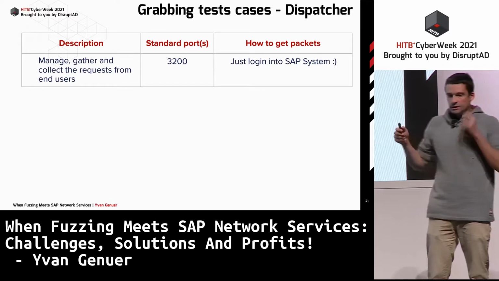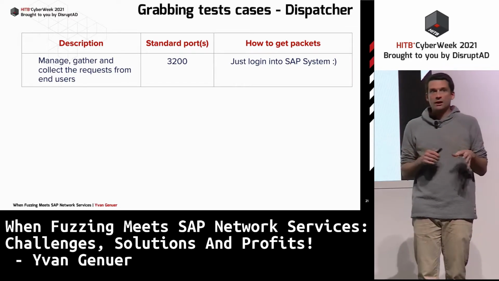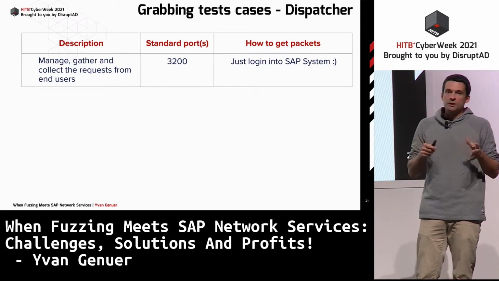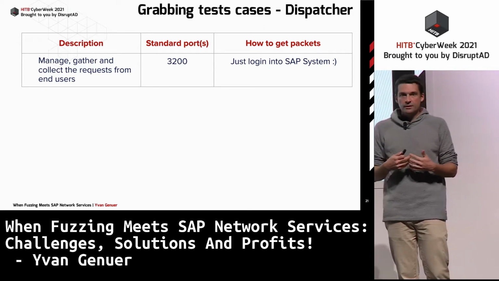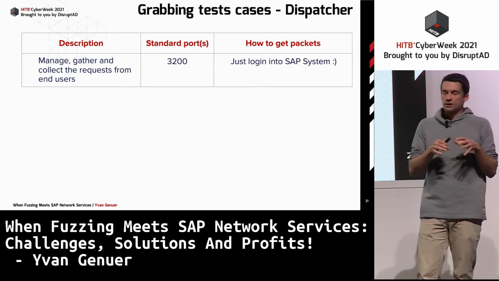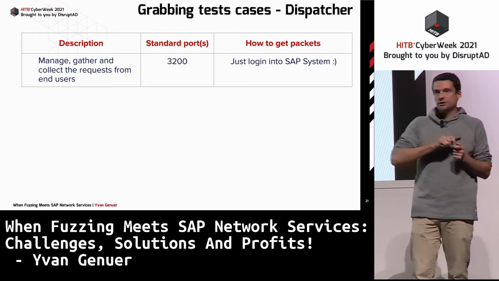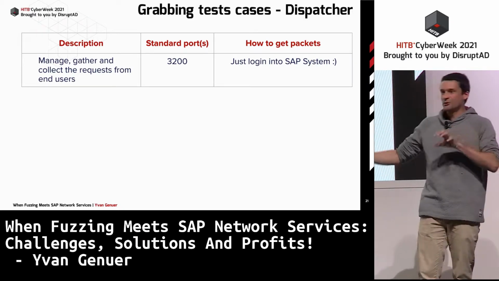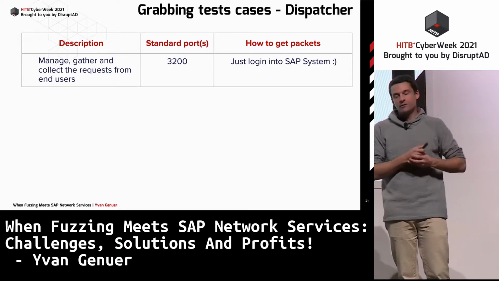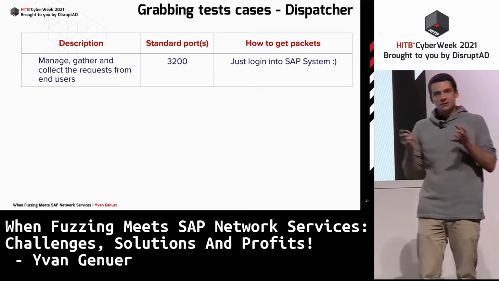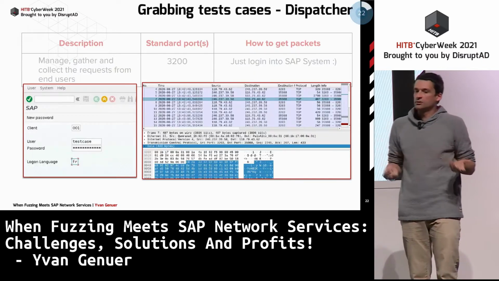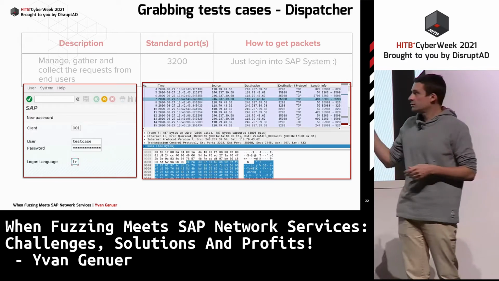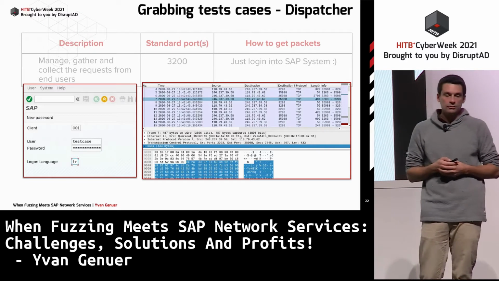The next one is the dispatcher. Without too many complicated things, the dispatcher handles the user request. When a user uses the SAP client, named the SAP GUI, it communicates with the dispatcher, and the dispatcher dispatches the request to several work processes. This one is very easy: sniff the port and log in to the SAP system. You can perform a successful login, one login, something like that, and you get a lot of packets to the dispatcher.